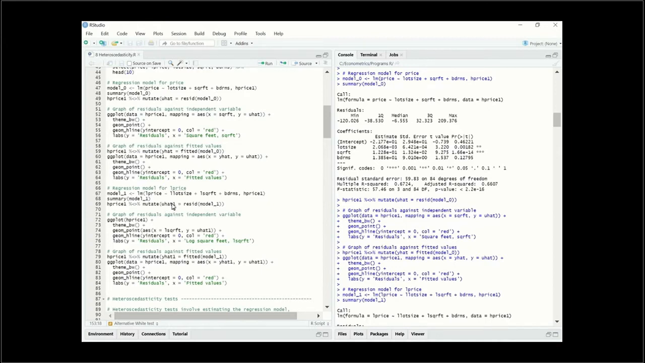And so we would also be plotting the residuals u hat 1 from this model, both against one of the variables, which here is the log of square feet, and against the fitted values. Again, the fitted values from model 1 we would call y hat 1. That's the model 1 that we have in logs.